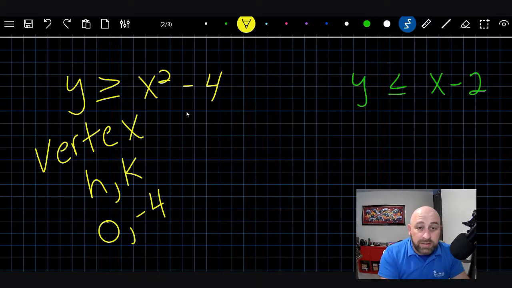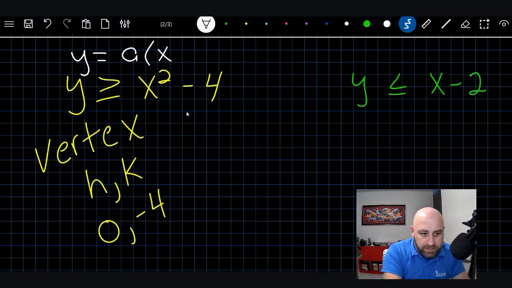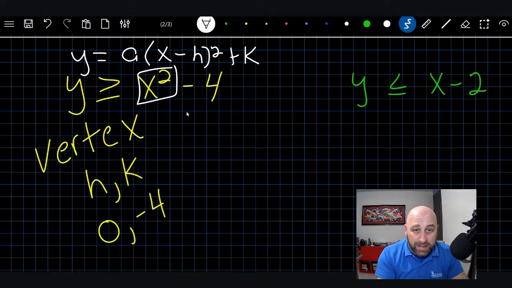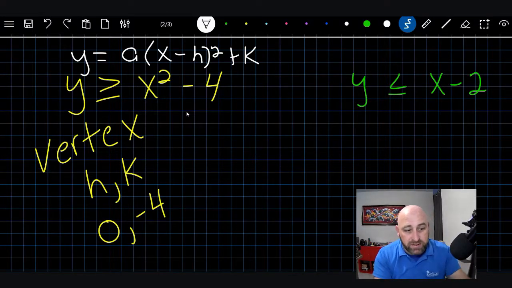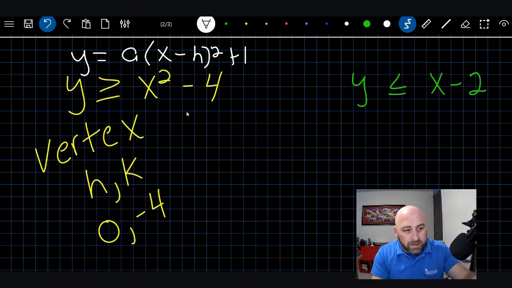So what is it? Our standard form is y equals a times (x minus h) squared plus k. All right, so remember, because we don't have an h there, it's just x squared. But we do have a k. The k is negative 4. Hopefully you remember that. That's been a few lessons ago.